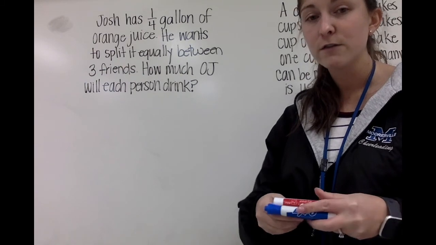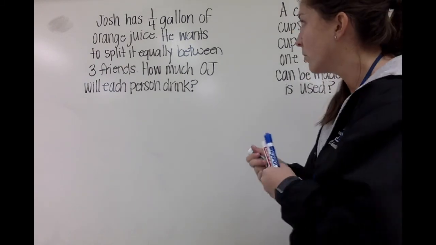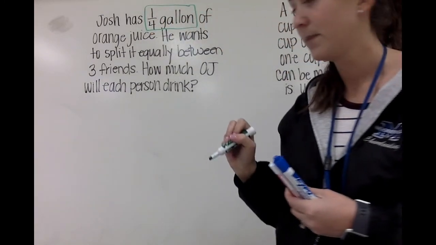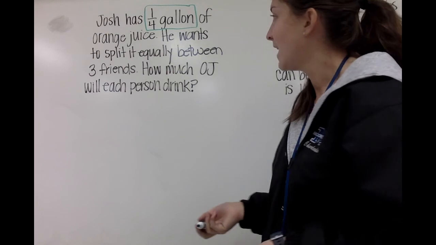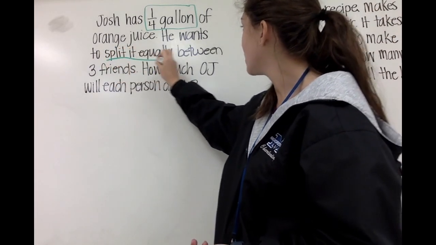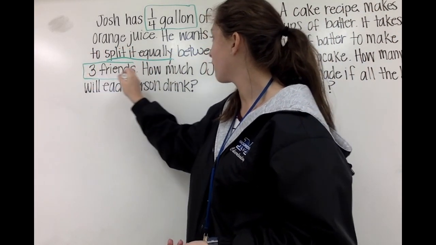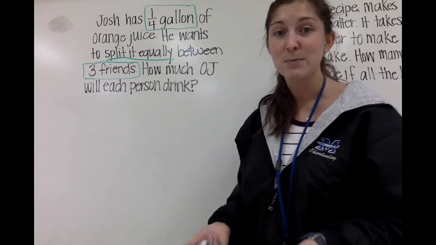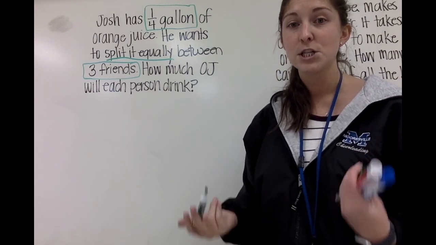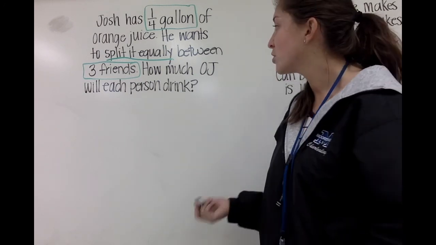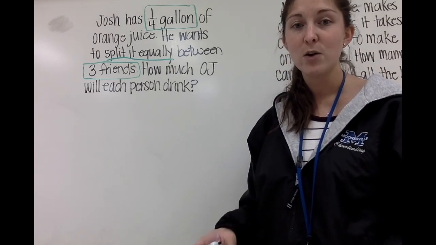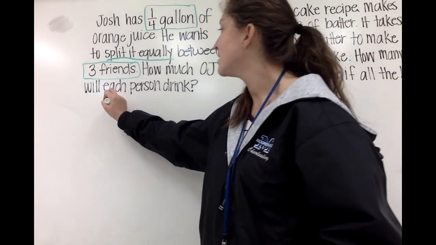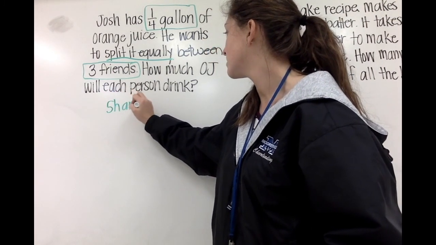So again, I've got to look for my important pieces of information. Well, him having 1/4 of a gallon, that's important. I have to know that. I also need to know that he is splitting it equally between 3 friends. And I underlined the words split it equally because that means a specific operation. And that operation's division. And in order to solve this problem, I have to know how to write my equation. So I have to think about shared over who again, but I just think about it written like this.